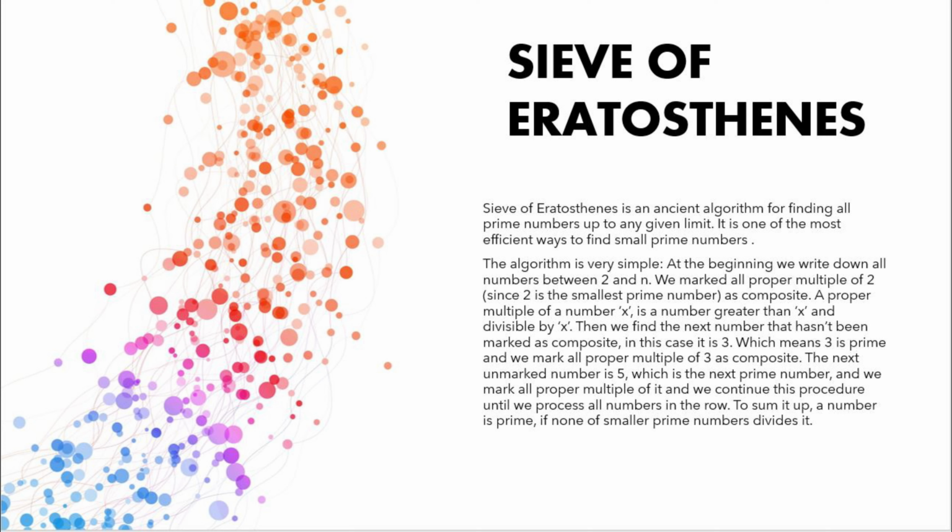Which means 3 is prime and we mark all proper multiples of 3 as composite. The next unmarked number is 5, which is the next prime number, and we mark all proper multiples of it, and we continue this procedure until we process all numbers in the row. To sum it up, a number is prime if none of the smaller prime numbers divides it.